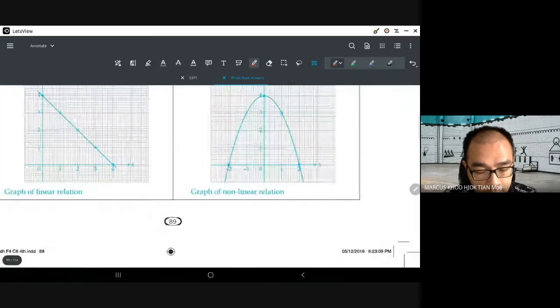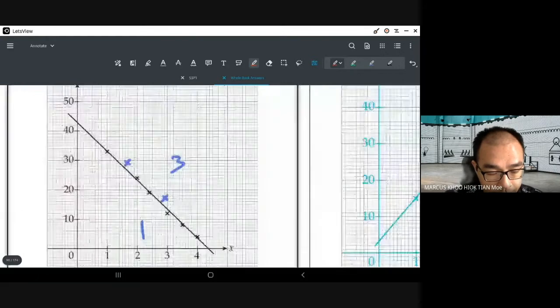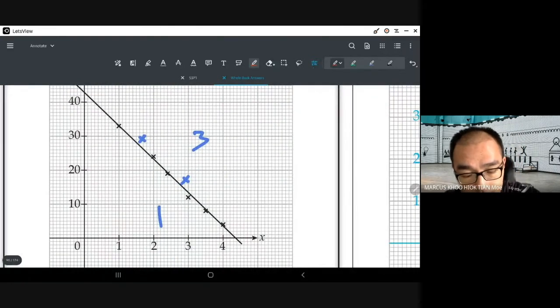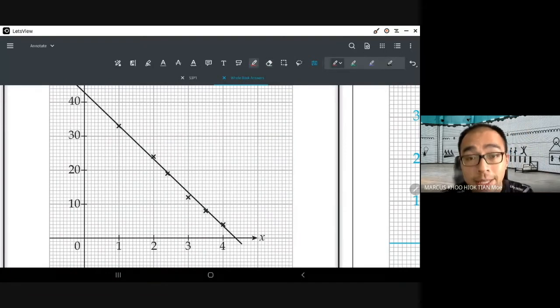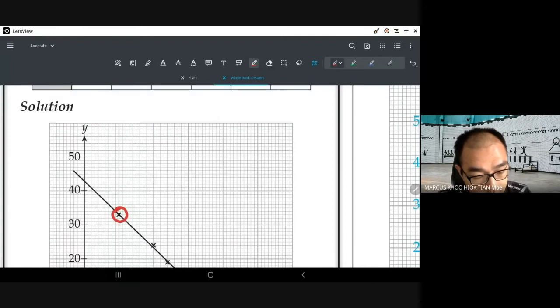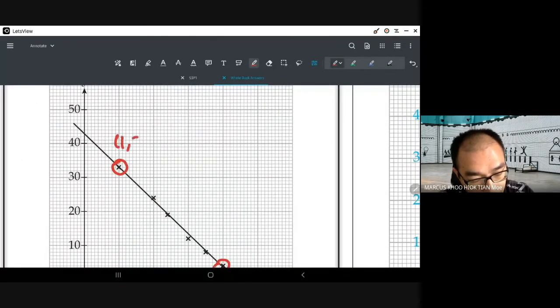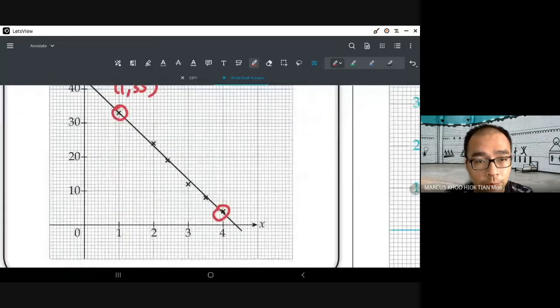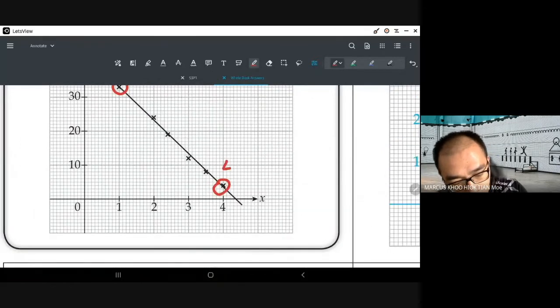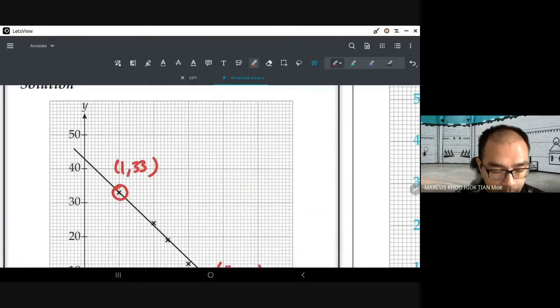Okay, so how do I do this? Okay, so first of all, I'm going to use this example to help you lah. First of all, what I want you to do is I want you to choose 2 points. Okay, choose 2 points that kena lah. Don't choose the one that tidak kena. Okay, so I'm going to choose this point and this point. Okay, so this one is 1 and 33. Okay, and then this one is 4 and 4. Okay, now this one, the y-intercept is 40, 41, 42, 43. So the y-intercept is 43 lah.